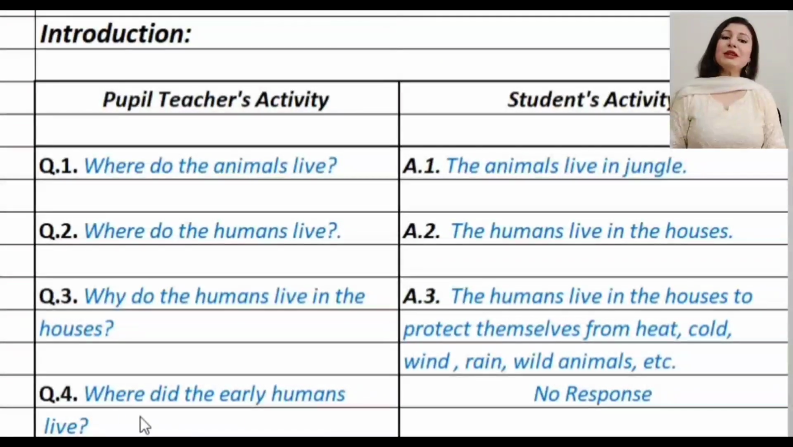So here we'll make 2 columns. One for pupil teacher's activity and the other one for the students' activity. In the pupil teacher's activity column, we'll write the first question, which can be, where do the animals live? And the expected answer of the students will be, the animals live in jungle.